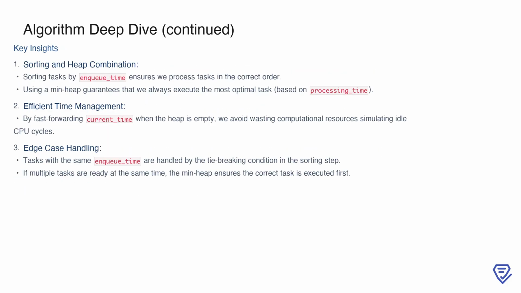This approach relies on several key insights. First, the combination of sorting and using a min-heap ensures both correctness and efficiency. Sorting the tasks by in-queue time guarantees that we process them in the right order, while the heap allows us to select the optimal task based on processing time. Efficient time management is another critical factor. By advancing the current time when the CPU is idle, we avoid wasting computational resources simulating empty cycles. Finally, edge cases are handled seamlessly. For example, tasks with the same in-queue time are resolved by the tiebreaker in the sorting step, and if multiple tasks are ready at once, the heap ensures the correct task is chosen first.